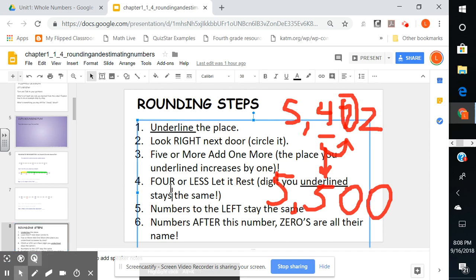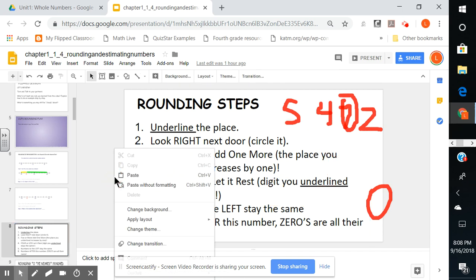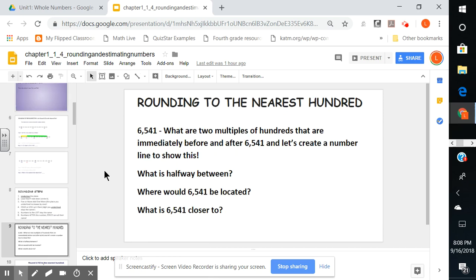Let's continue. Please, of course, write down the rounding steps. Thank you. Let's keep going. So rounding to the nearest hundreds. Well, let me go to the other slide.